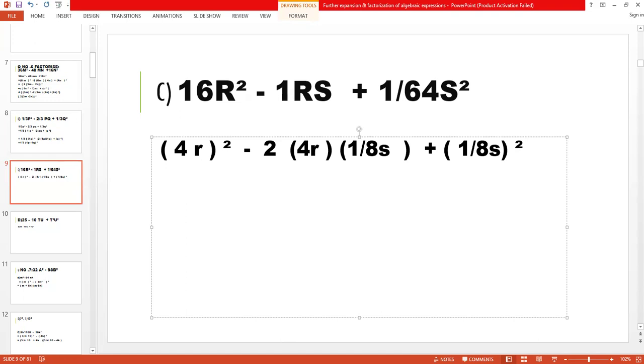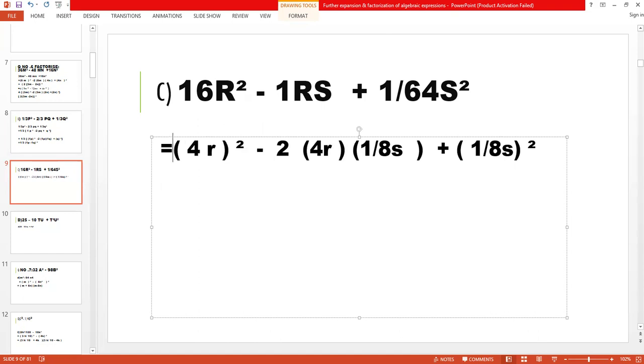Now we come to the second step. First we have to put the equality sign also. Okay. Now just simply we have to write this one, first term square minus 2 first term second term plus second term square. So what is your first term? 4r, and what is your second term? That is, we have to put minus because in the center we have minus. So it is 1 by 8 s. So this one is your second term, and it is first term minus second term whole square. This is your answer of part C of question number 6.